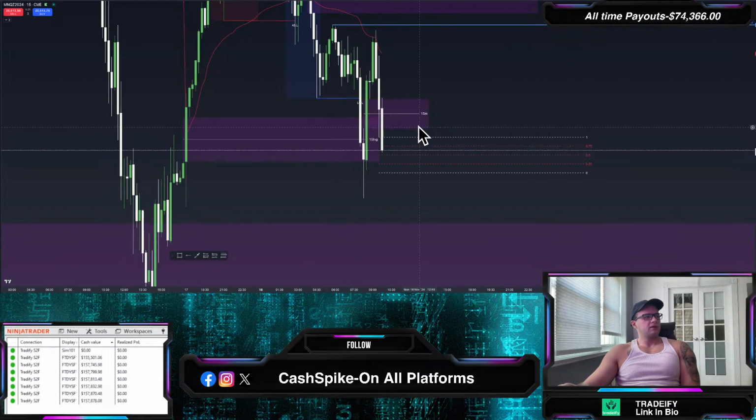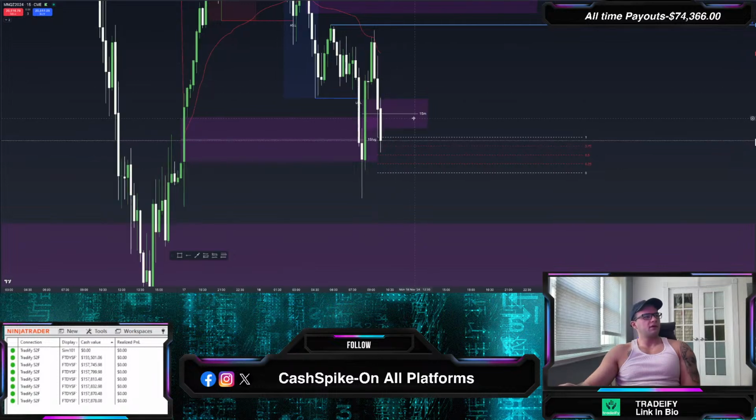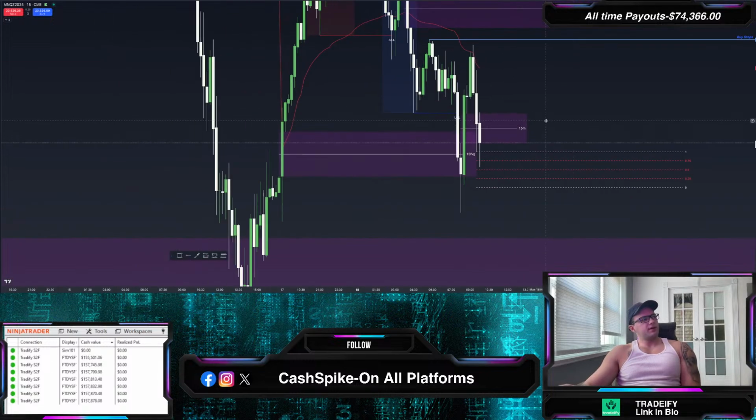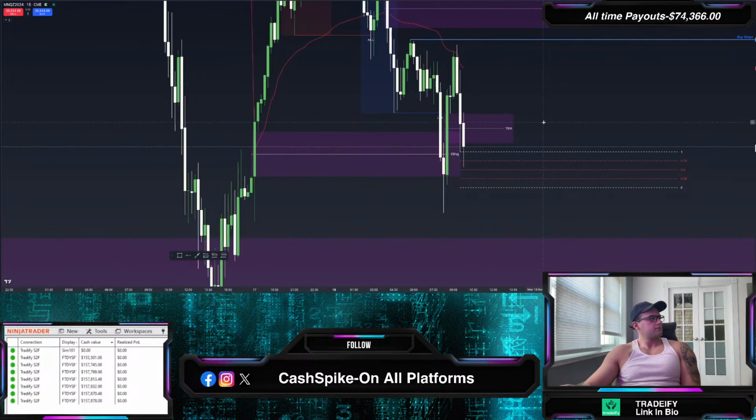Let's see if it can close down below this 50-minute fair value gap. We'll have balanced price action there, maybe.